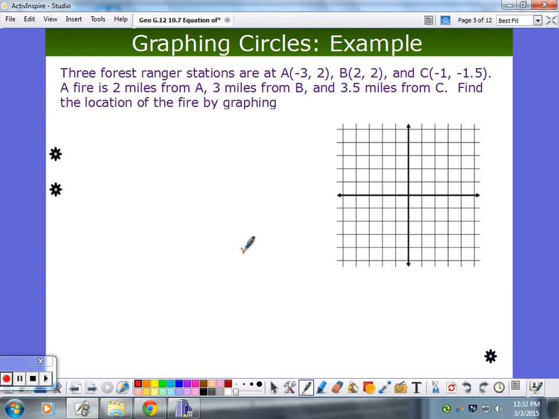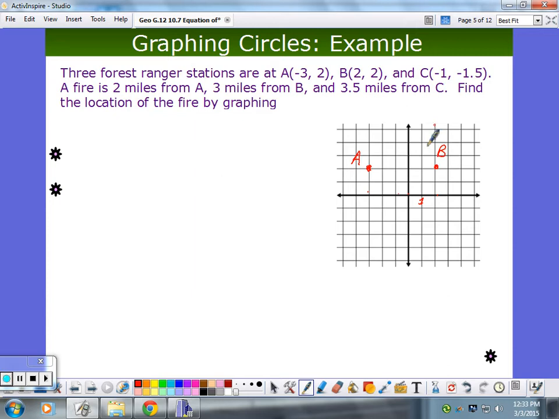Excellent. So here's a little example of playing with graphing circles. You've got three forest rangers stationed on this grid of some forest. Forest station A is at (-3, 2), so let's mark it on the graph: 1, 2, 3, 1, 2. Here's where station A is. Ranger station B is at (2, 2), and I'm using one square for 1 mile.